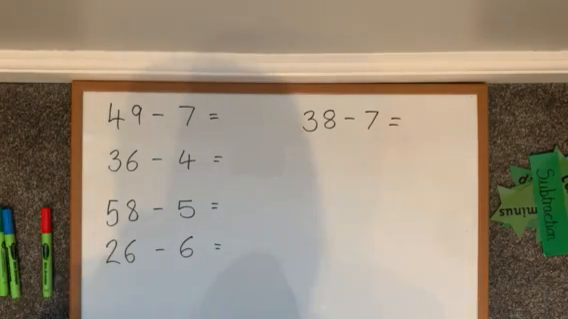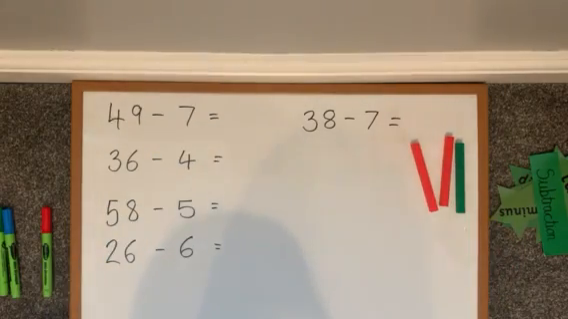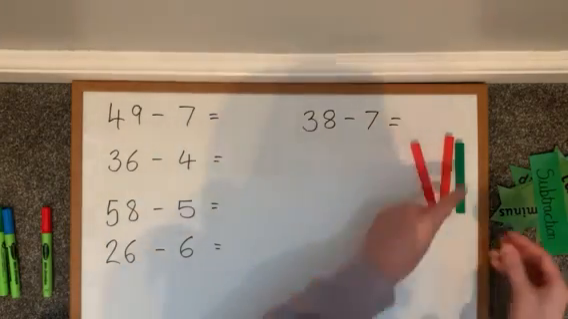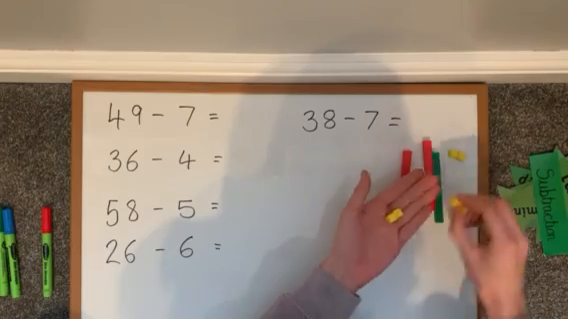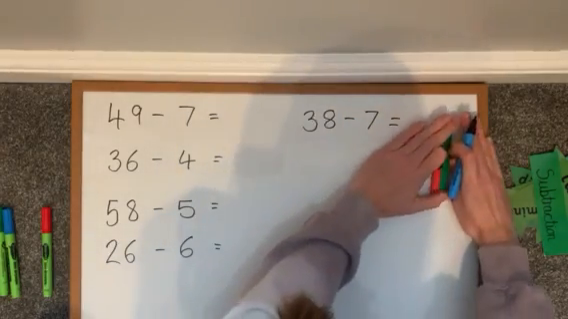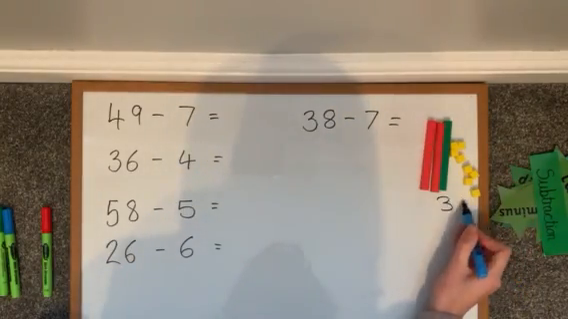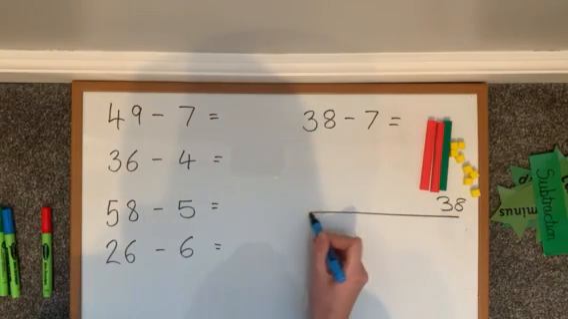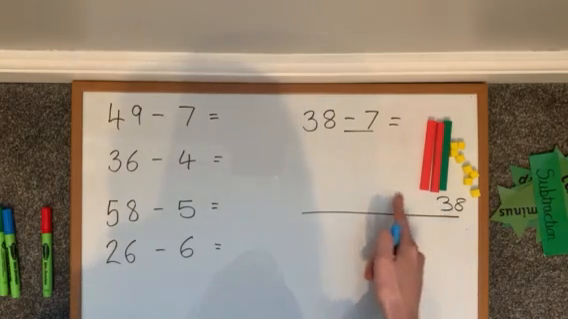Okay, so for each one, I want you to use your Deans. So if I was doing 38, I would make the 38. 31, 2, 3, 4, 5, 6. There's my 38, and I would draw the number line and count backwards, taking away my 7 as I go along.